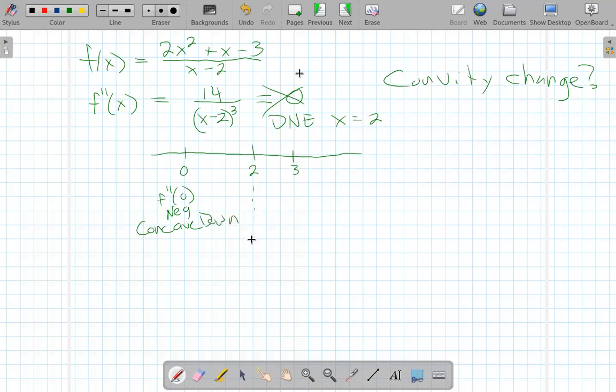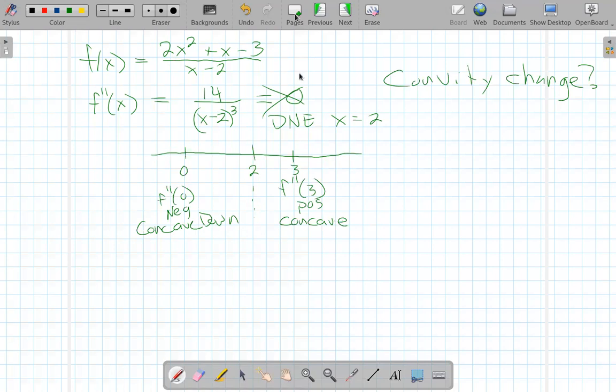Now, we're not guaranteed a change in sign on the other side. We have to look to see what happens if we plug in 3. Well, you can only plug in the bottom. 3 minus 2 is 1, which is positive. Positive over a positive is a positive, so it must be concave up over here.